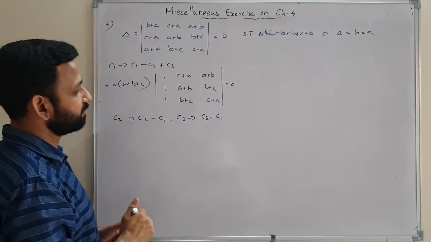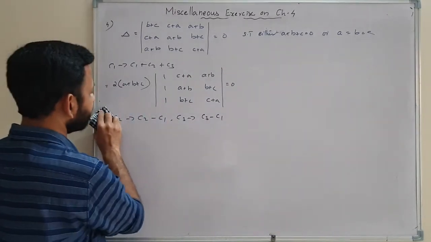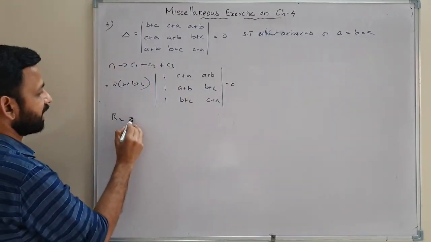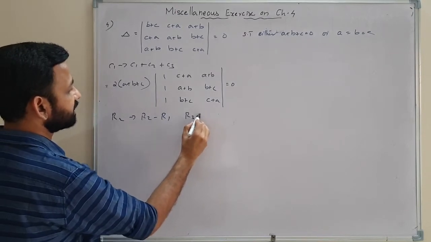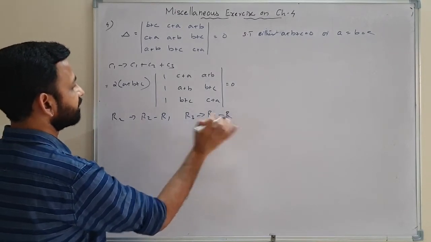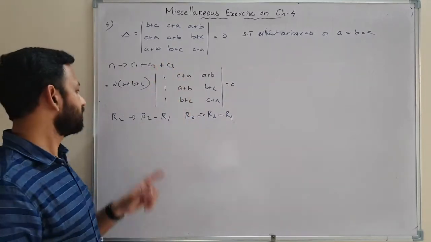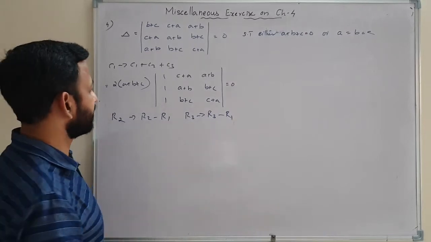Sorry, here I made one mistake. This is not C1. We are going to use rows, R1, R2, etc. This is the operation: R2 tends to R2 minus R1, and R3 tends to R3 minus R1. That is the operation. We get 1 minus 1 is 0, 1 minus 1 is 0.